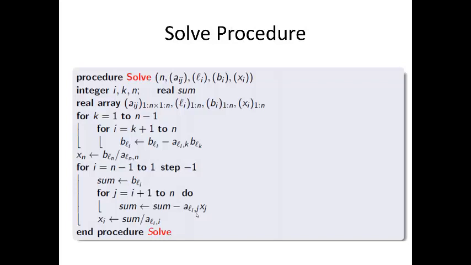Here's our solve procedure. Here, the first loop carries out the forward elimination process on array b sub i, using the arrays a_ij and l sub i that resulted from the procedure Gauss. Next part carries out the back substitution process. The variable here, sum, is a temporary variable for accumulating the terms in parentheses.